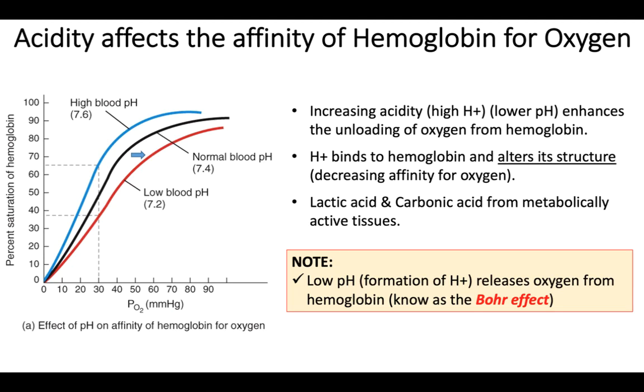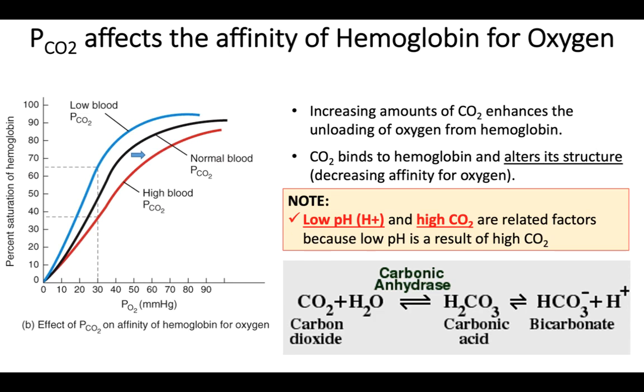Okay? Next one is the carbon dioxide angle. And again, it's very similar. It's just now instead of the hydrogen ion that binds to hemoglobin, carbon dioxide can bind to hemoglobin. It actually binds to the globin portion. And when you have more carbon dioxide, all right, because the tissue is more metabolic, it's going to alter and lower the affinity. All right, so those two go hand in hand. All right, low pH and high carbon dioxide.